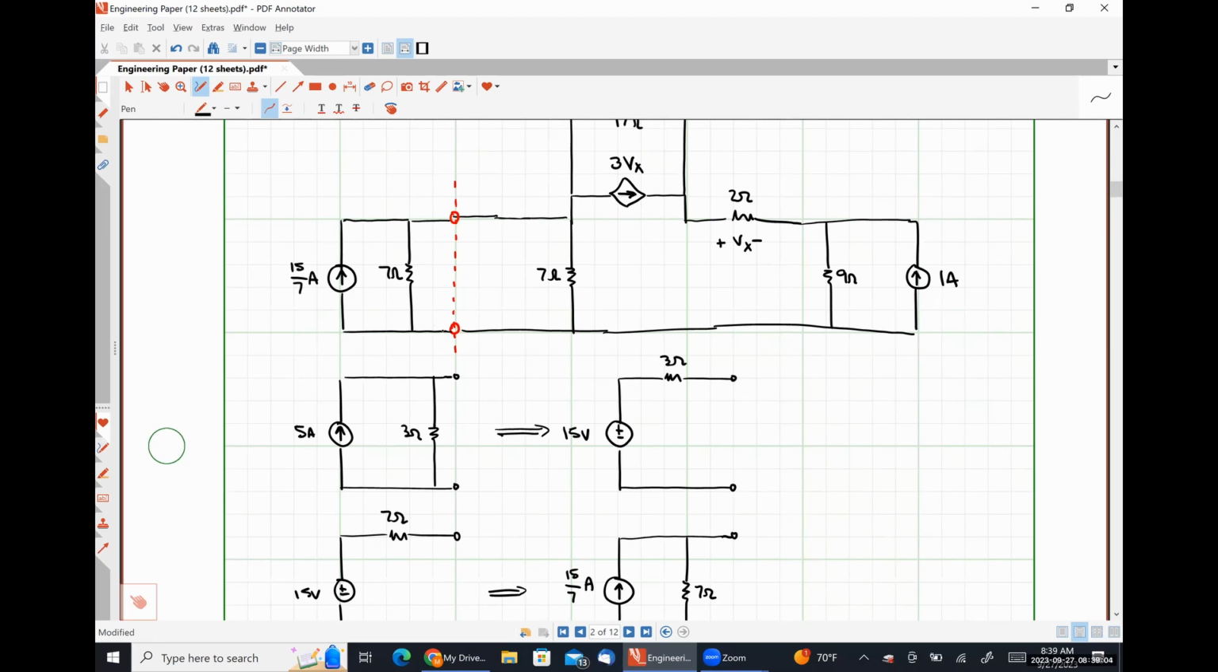What I've done now is I have eliminated a node, but introduced another mesh. However, I can get rid of that new mesh by combining those 2 7 ohm resistors, which now appear in parallel, right? So 7 in parallel with 7 is 3.5, absolutely. So I am just going to call this 7 over 2 and erase this guy right here.